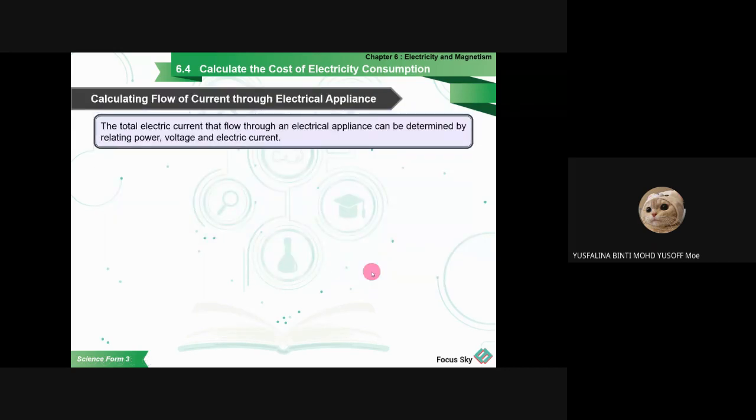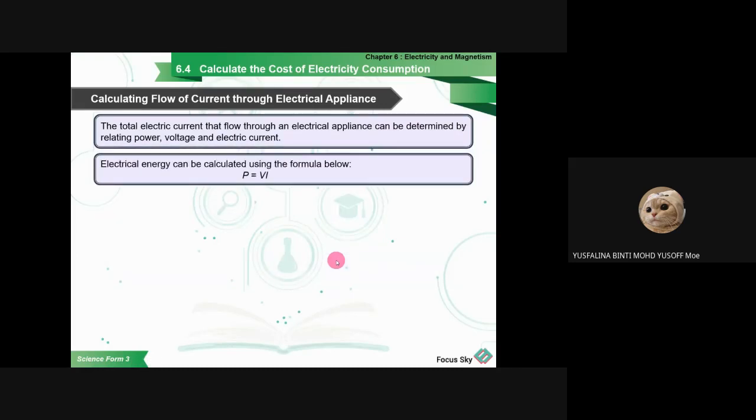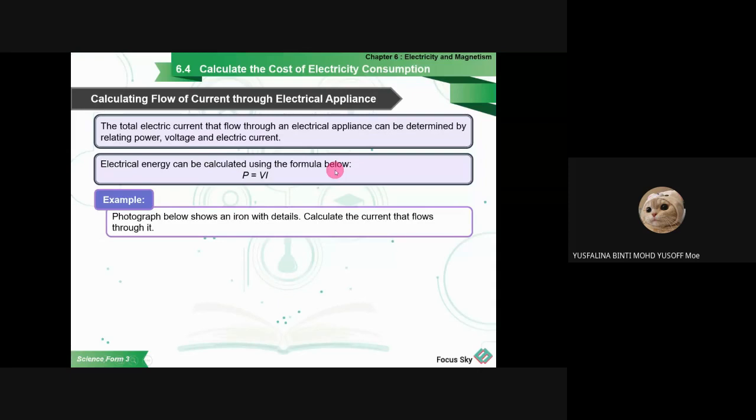Alright, let's try this one. The total electric current that flows through an electrical appliance can be determined by relating power, voltage, and electric current. Before this, I already taught you this formula for calculating the fuse, what type of fuse you need, whether 1 ampere, 2 ampere or 3 ampere. I use this formula to calculate the current that flows, then choose a fuse higher than the current. So we already learned how to use it. This is the example.